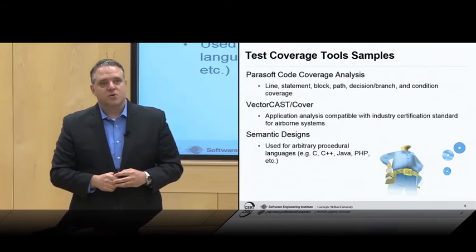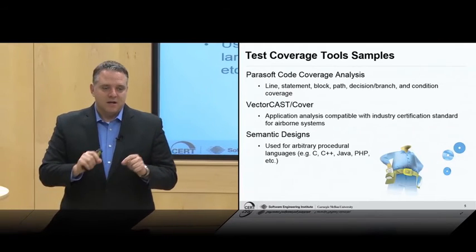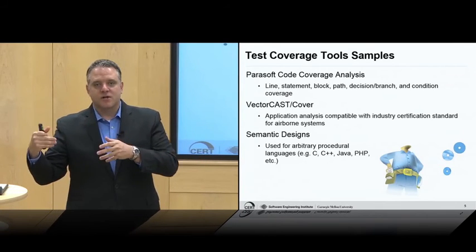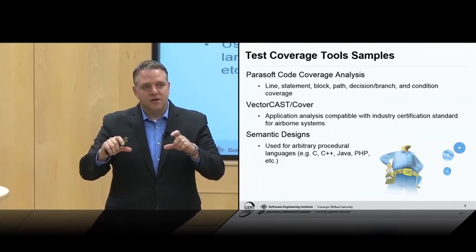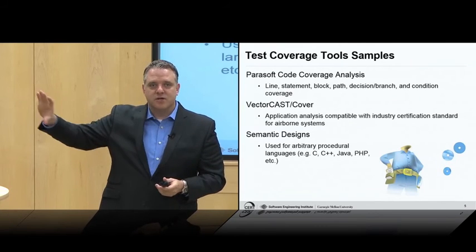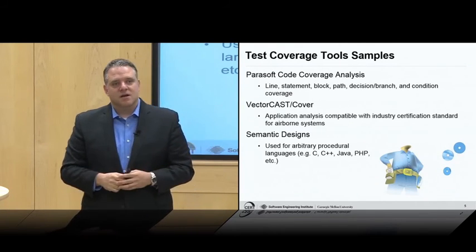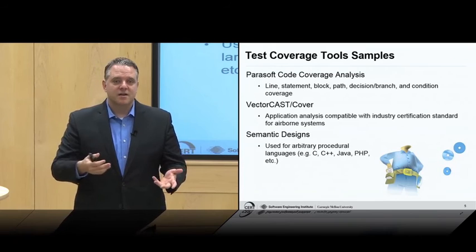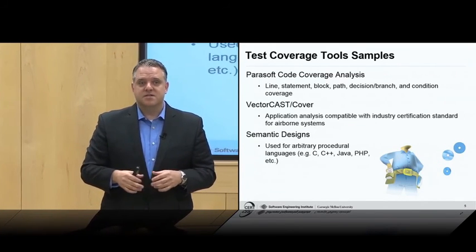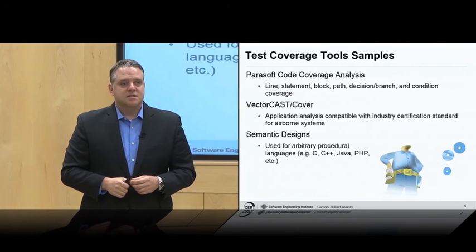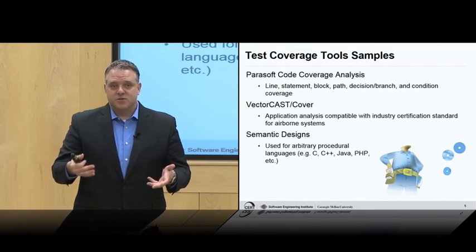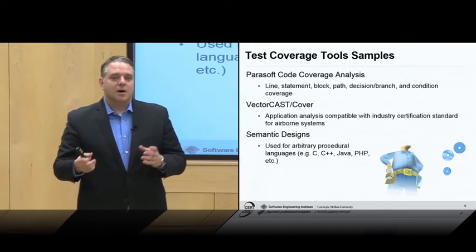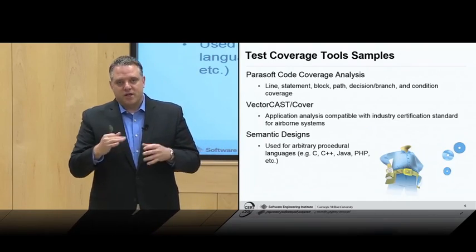For example, Parasoft's code coverage analysis will look at individual lines in the code and determine whether the test coverage is going to hit that block of code, or that line of code, or that path tree through the code. VectorCast does application analysis on airborne systems, so this is certified by appropriate regulations that it can do this. And then Semantic Designs is looking at arbitrary procedural languages like C, C++, Java, PHP, C#, etc., and looking for test coverage within those languages.